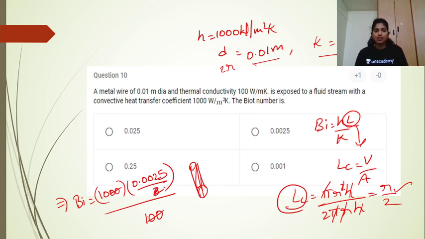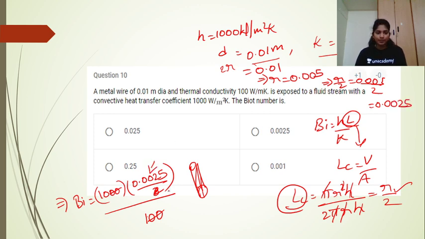Okay, sorry. 2r is equal to 0.01, right? From this, r is equal to 0.005. And again the r by 2 value will be 0.005 by 2, which gives 0.0025. So that is what we have written here. From this, the Biot number will be equal to 0.025. So the correct option is the first option. This is how we'll be solving this question, and I guess you are clear with this.